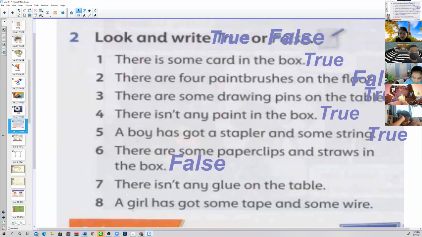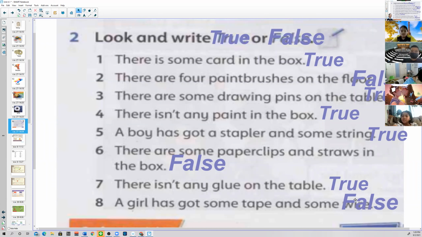False. Number 7, there isn't any glue on the table. Can you find it? True, because the glue is in the box. Number 8, a girl has got some tape and some wire. False. She has got some tape and some drawing pins, right?